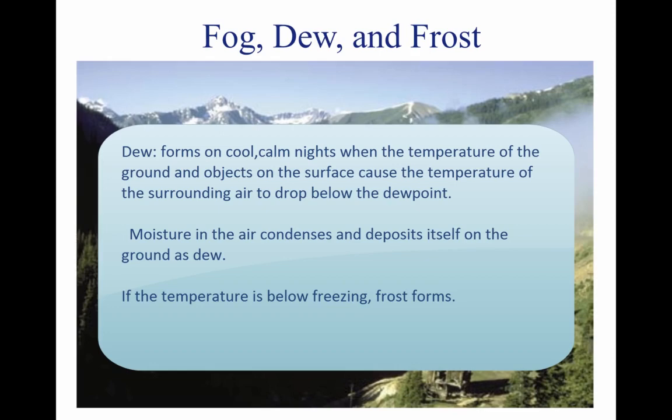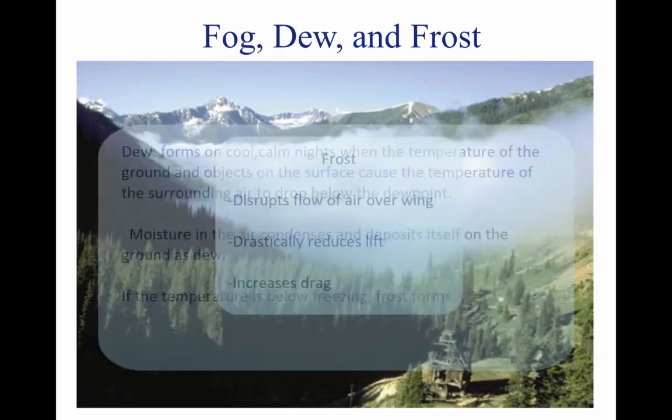When this occurs, the moisture in the air condenses and deposits itself on the ground, buildings, and other objects like cars and aircraft. This moisture is known as dew and sometimes can be seen on grass in the morning. If the temperature is below freezing, the moisture is deposited in the form of frost. While dew poses no threat to an aircraft, frost poses a definite flight safety hazard.